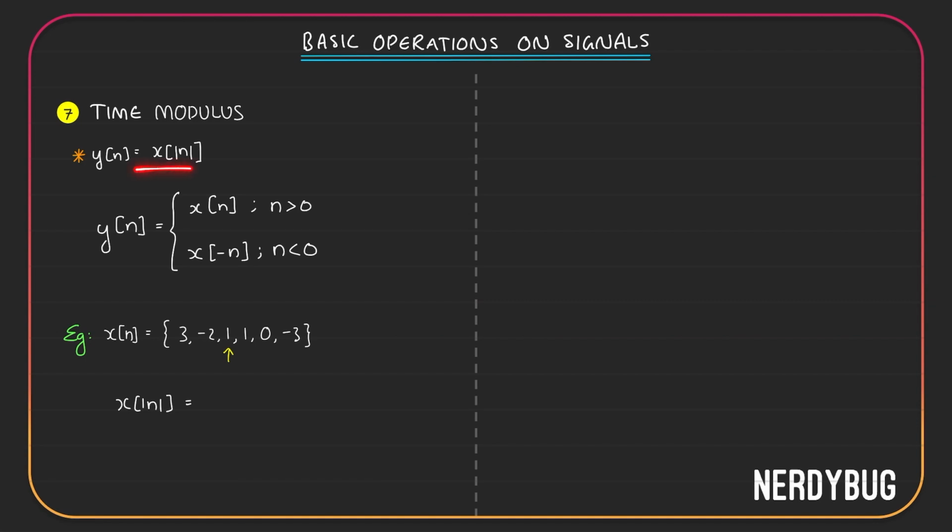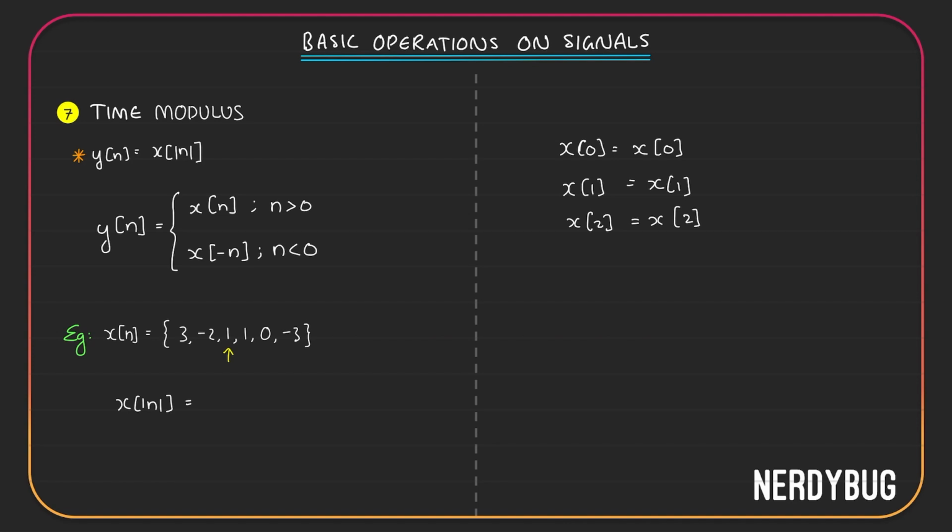y of n is x of mod n, which means y of n is x of n for n greater than 0 and x of minus n for n less than 0. For example, we have our x of n 3, minus 2, 1, 1, 0, minus 1, 0th term being this 1 over here. I need x of mod n. So what will be x of 0? x of 0 is going to be x of mod 0, which is x of 0. x of 1 is going to be x of mod 1, which is x of 1. Similarly, x of 2 is going to be x of mod 2, which is x of 2.